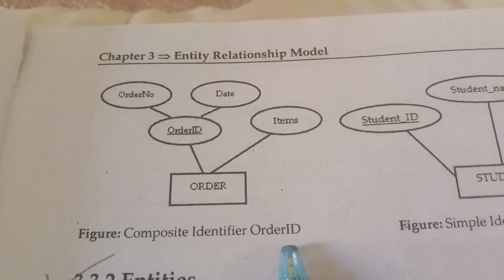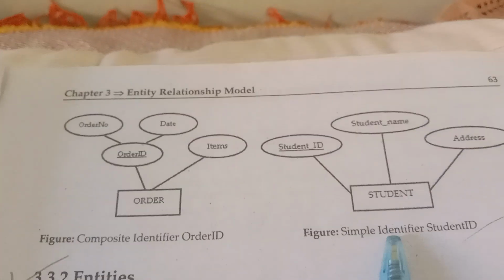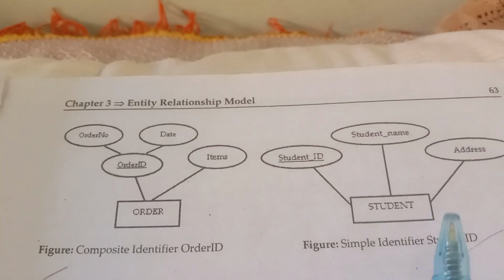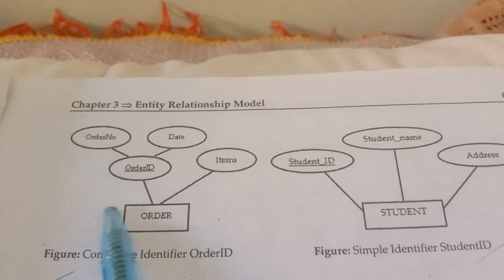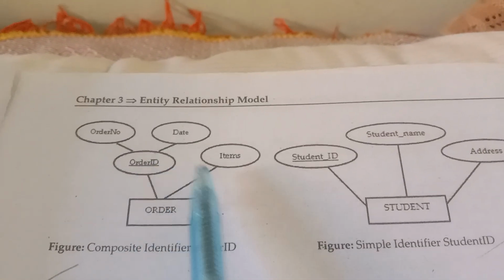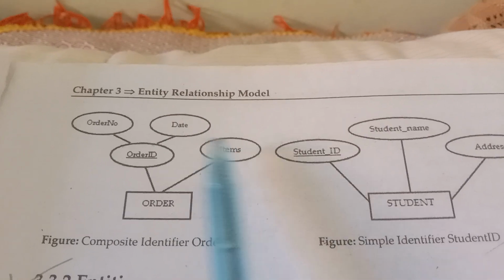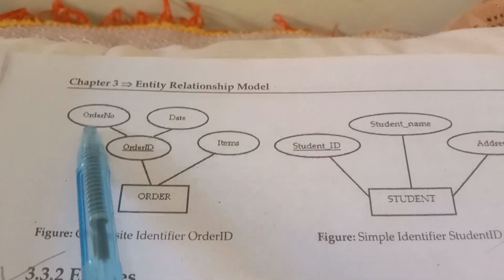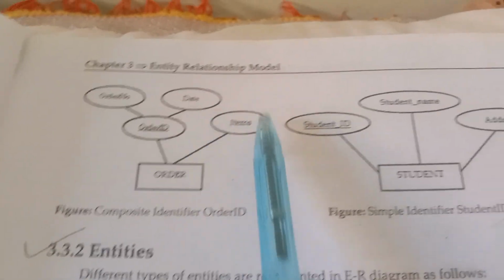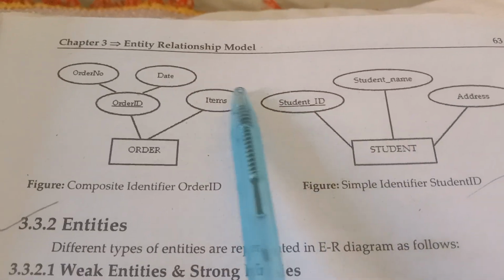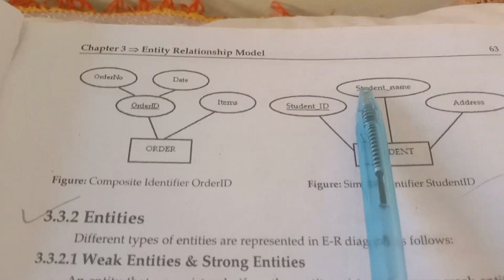Composite identifier: order ID. Simple identifier: student ID. Order ID, order items, order ID, order number, date. Student ID, student name, address.